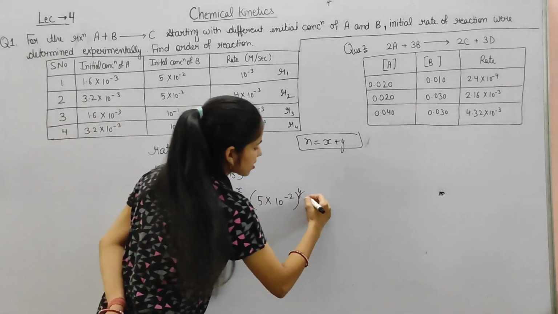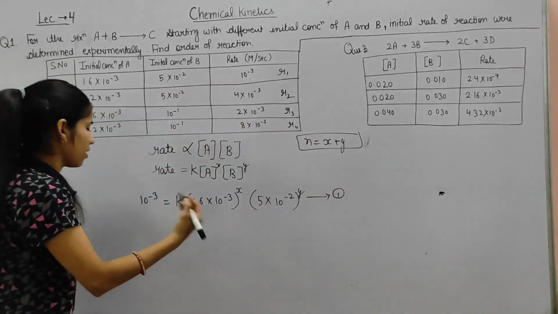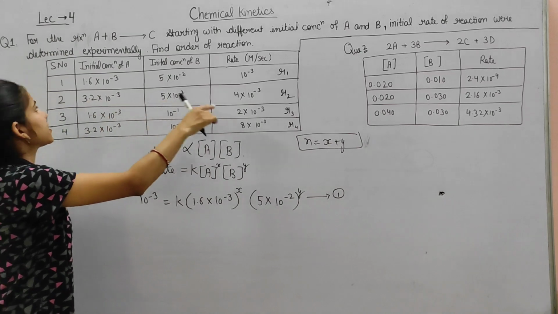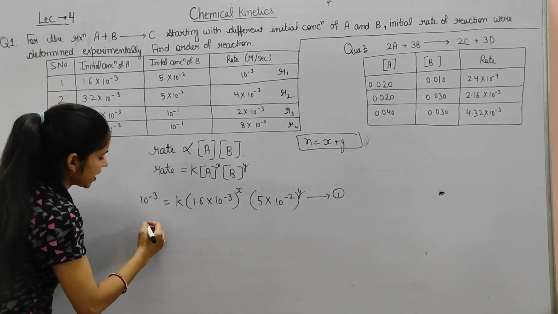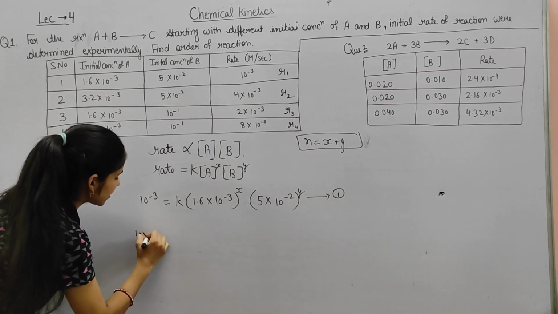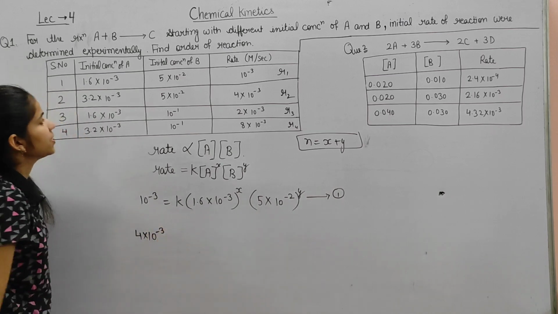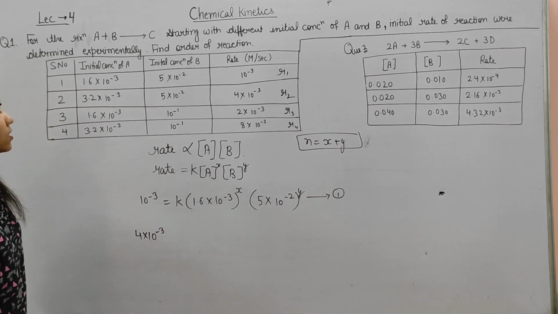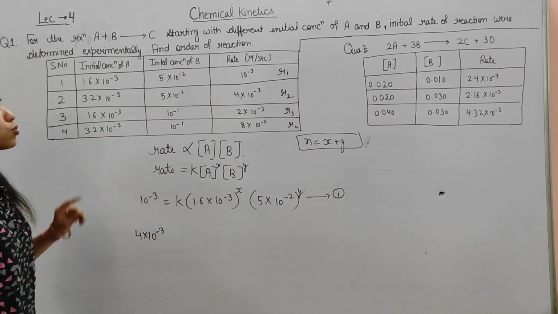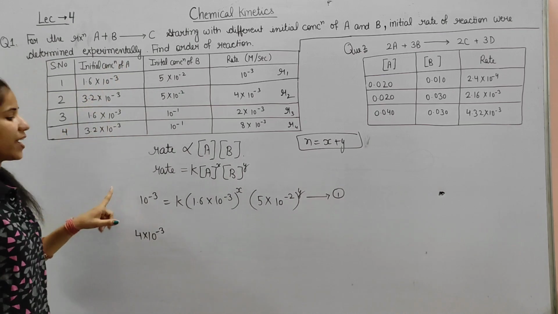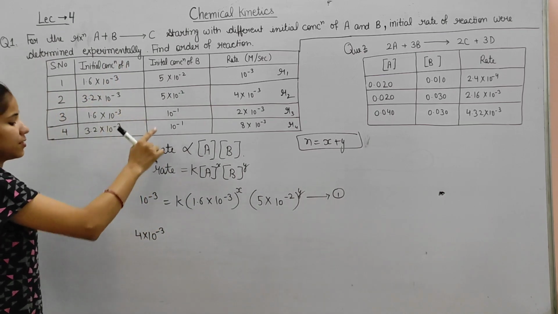Let us consider this is our first equation. Now from this second serial number, the rate will be equal to 4 into 10 to the power minus 3. Now we are considering the third one because we have to cancel the powers of A. So we are considering the third.